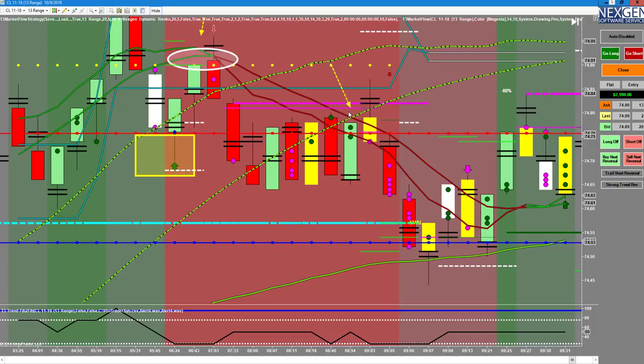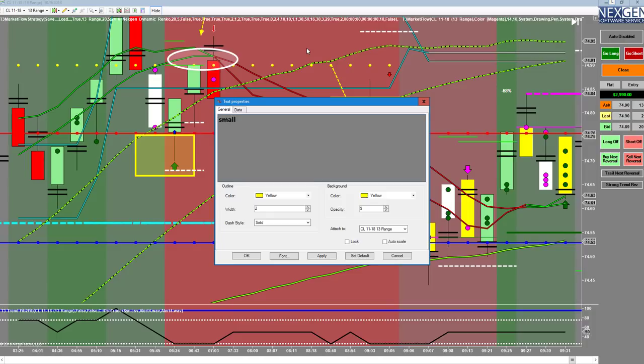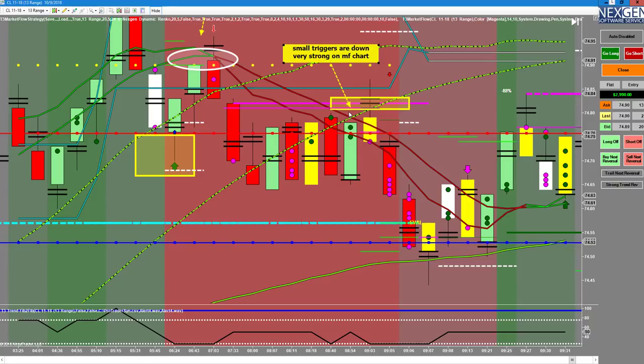And the reason we had a limit order waiting right here is because we had a market flow high volume pink line. And the most important thing was that our small triggers are down very strong on the market flow chart. Really the direction and the strength of the small triggers on your market flow chart is very, very important. Two choices. You could either get in at this spot with a limit order, or you can wait for a signal. And really what I did is I put a limit order in there so you can see how it gets filled on the way up to that spot.